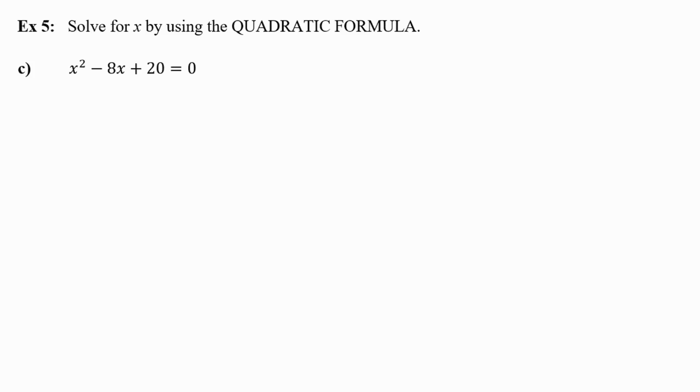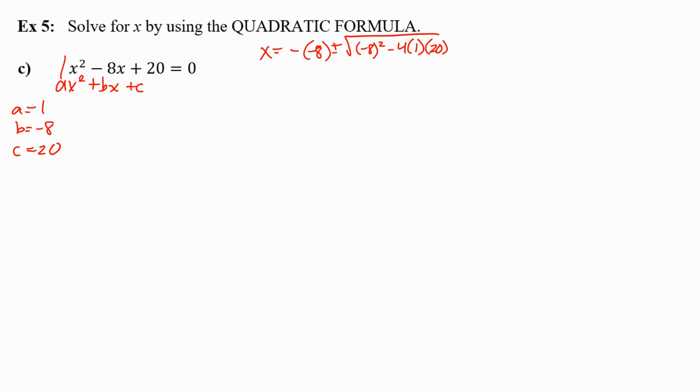5c, same thing, solving for x. Make sure that it's in standard form, ax squared plus bx plus c equals 0, perfect. Identify your a, b, c values. A is 1, b is negative 8, c is 20. Then we're going to plug those into the quadratic formula. So we're going to have x equals negative b, so negative negative 8, plus or minus the square root of b squared, so negative 8 squared, minus 4 times a, which is 1, times c, which is 20, all divided by 2 times a, so 2 times 1.